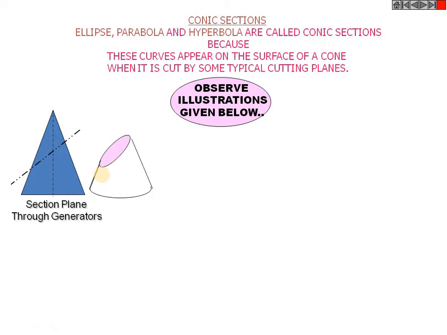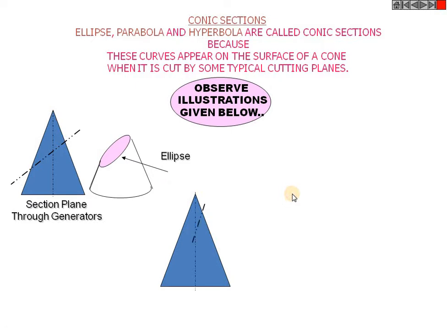The ellipse is obtained when the section plane or the cutting plane cuts the generator and the axis. Generator is a line which joins the apex of the cone and a point on the periphery of the circle. So the section plane cuts the cone and the resulting curve is an ellipse.